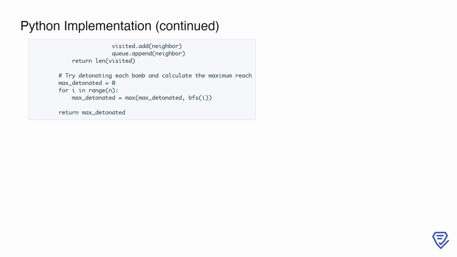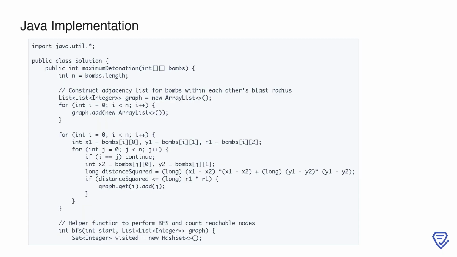Finally, the method returns max_detonated, which represents the maximum number of bombs that can be detonated in a single chain reaction. This completes our Python implementation of the solution. Here, we begin implementing the solution by importing the necessary packages and defining the class Solution with the method maximum_detonation.